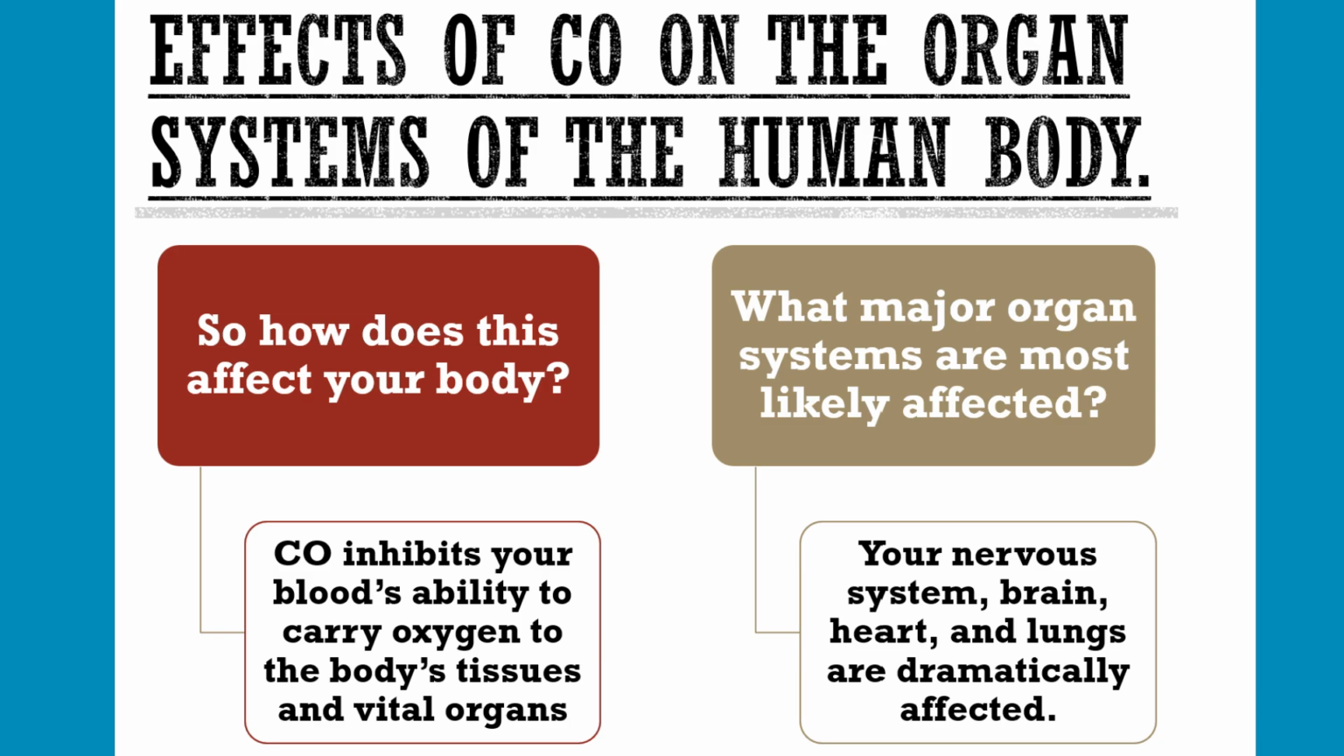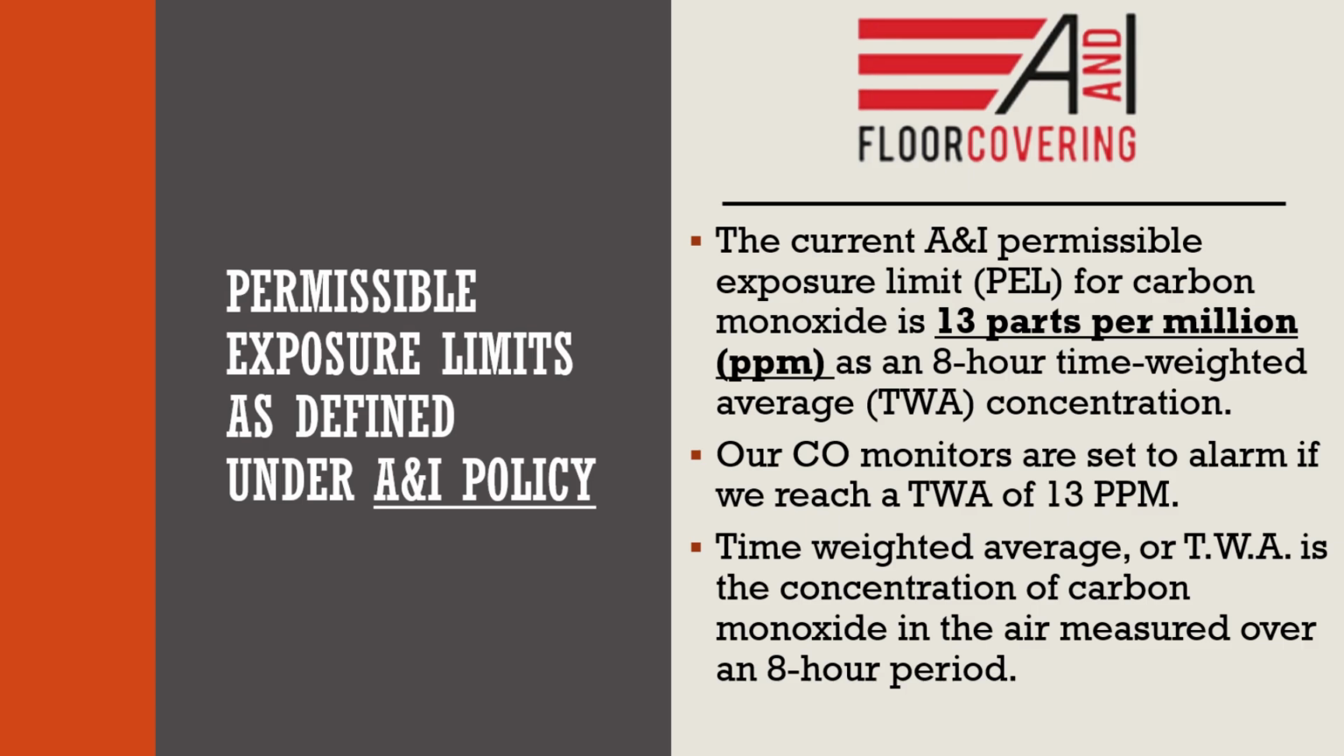Let's go over how carbon monoxide affects your organs after being exposed to high levels. Carbon monoxide alters your blood's ability to carry oxygen to the body's tissues and vital organs. This in turn causes lack of oxygen in your organs and dramatically affects your nervous system, brain, heart, and lungs. So, what controls do we have in place to make sure our crew members are safe when working around such a dangerous element? To start, we have something called a permissible exposure limit. This means that we measure the carbon monoxide in the air and prohibit any work when a level of 13 parts per million or ppm is shown on your carbon monoxide monitor's time-weighted average reading. Time-weighted average, or TWA, is the concentration of carbon monoxide in the air measured over an 8-hour period.